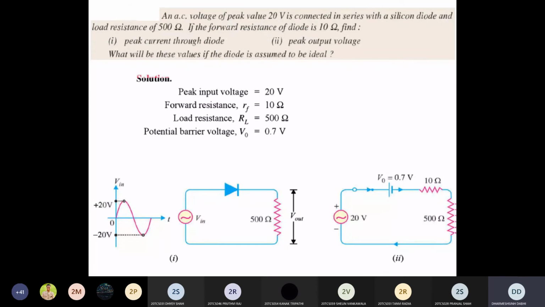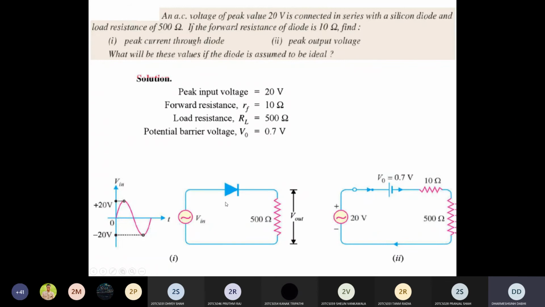Clear? So a practical diode means what? There is some voltage drop across this diode. How much voltage drop during the conduction? So here you can see that it is a silicon diode. All of you please understand this example, then write here. Silicon diode voltage drop is how much? 0.7 volt during the conduction. So that's why here you can write that the potential barrier V0 is 0.7 volt.